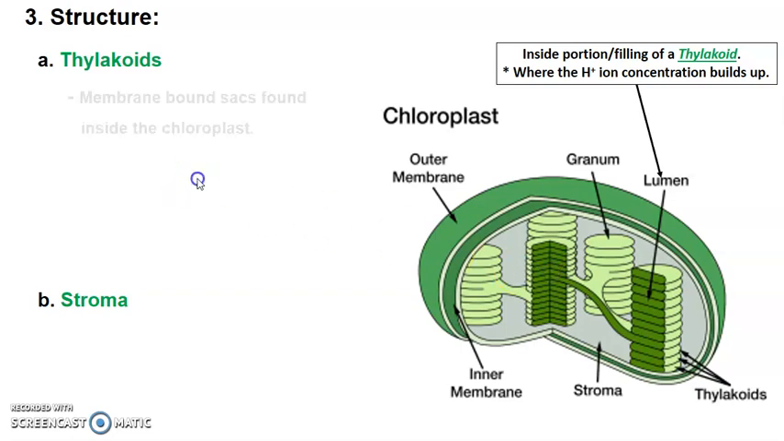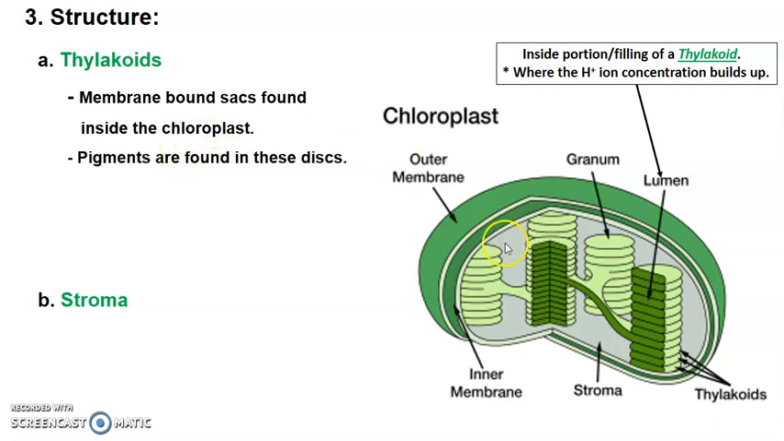Now, the first important component are what we call the thylakoids. These are little membrane-bound sacs that contain pigments within the chloroplast. Each one of these little discs, where my cursor is, looks like a little frisbee or a pancake, and they are all stacked on top of one another. These individual ones are thylakoids. So you can see right here I have three little lines pointing to individual discs because each one of them is a thylakoid. All of the pigments, chlorophyll A, chlorophyll B, and the accessory pigments are found within these thylakoid discs.